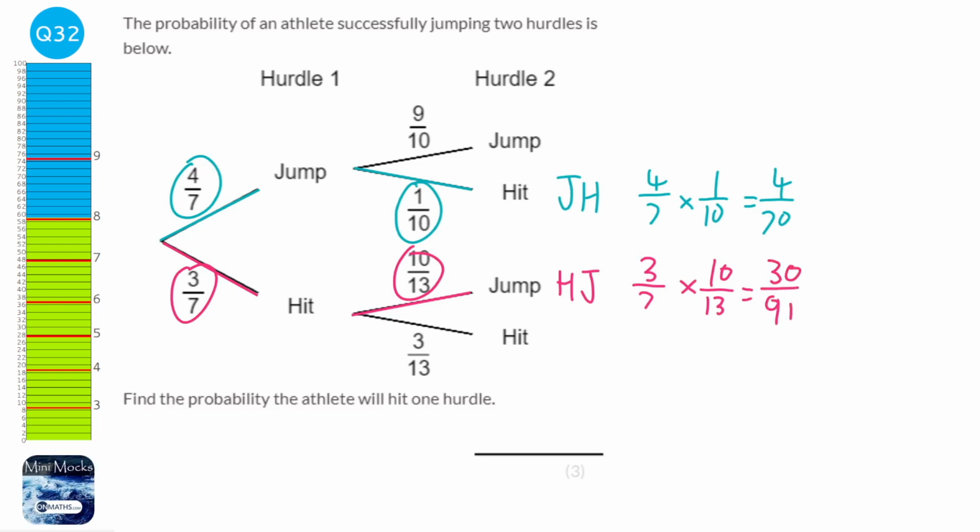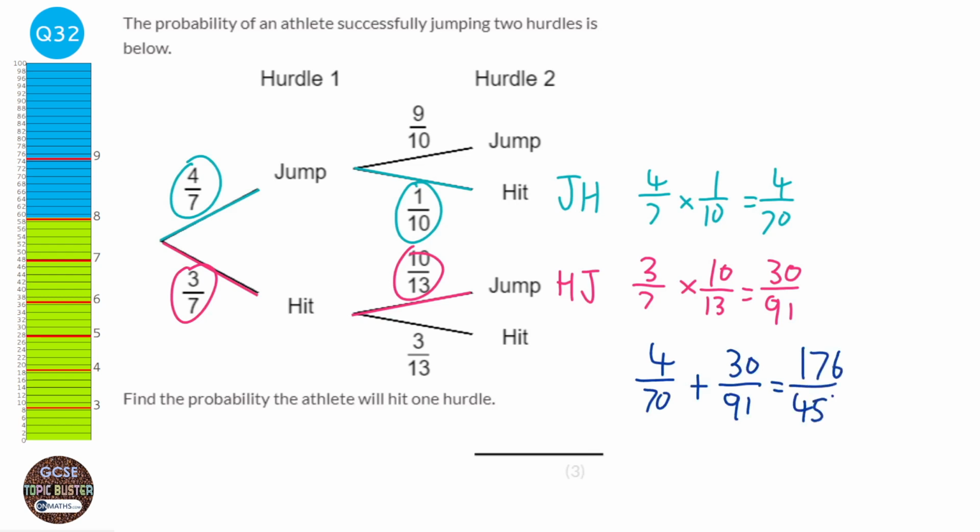Now here's the problem. We've got two probabilities: the probability the athlete will jump and hit, and the probability they will hit and jump. And we're looking at the probability of this one or this one. And the word or in probability means add. So we're going to do 4 over 70 plus 30 over 91. And using the calculator, that gives us 176 over 455.